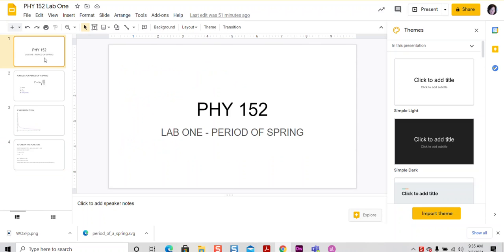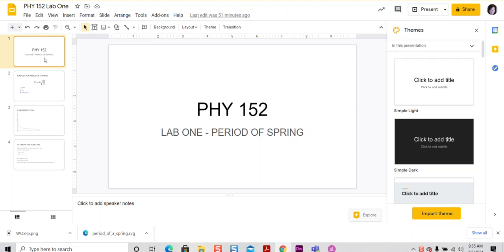Hi, let's go over lab 1. So in lab 1, you're going to look at some oscillating springs. In a video in Pivot Interactives, you're going to place a mass on a spring, and you're going to look at different springs of different stiffnesses, k.